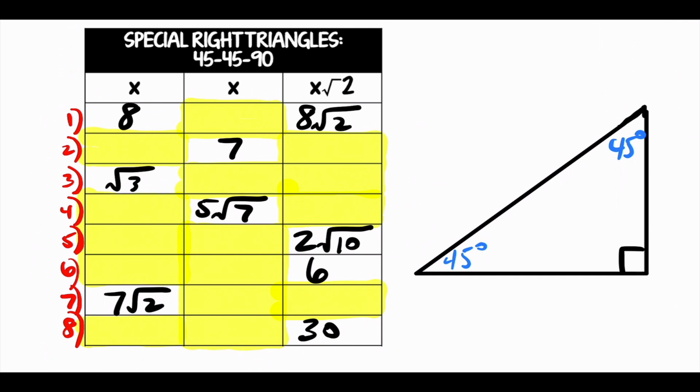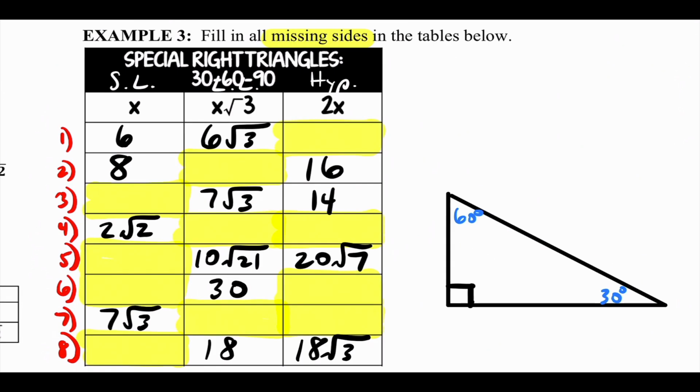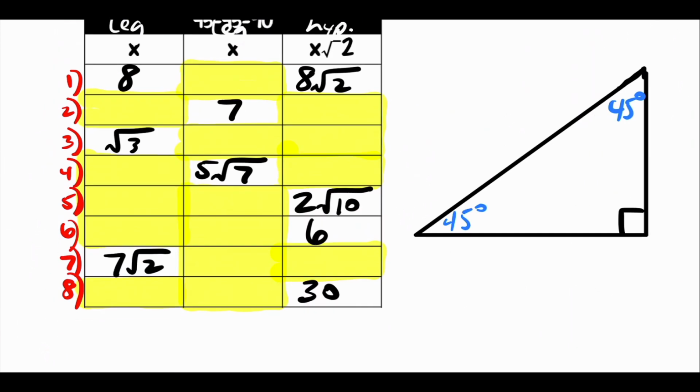So for this guy here, the first column is a leg. The next one is the leg. The last one is the hypotenuse. So for a 45, 45, 90, the 2 legs are the same. What about the special one, the one above it? Sure, the 30, 60, 90. The first one is the short leg. Second column is the long leg. Third one is hypotenuse. Short leg, long leg, hypotenuse. Okay.